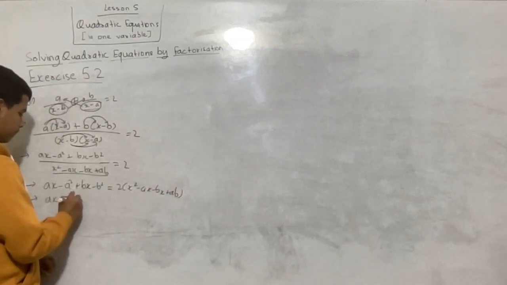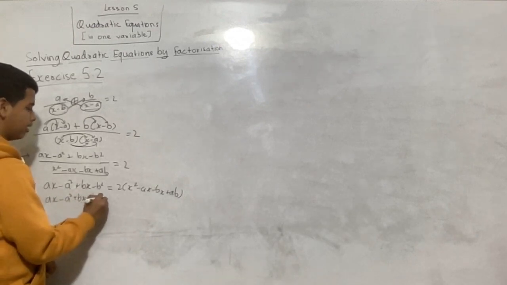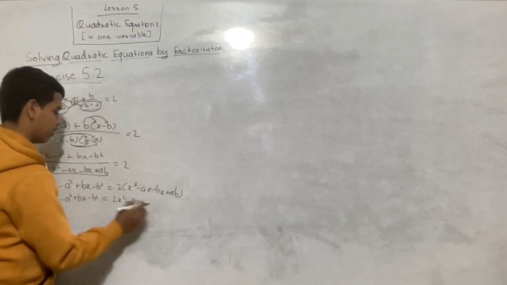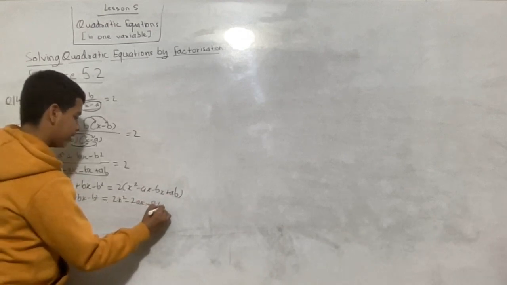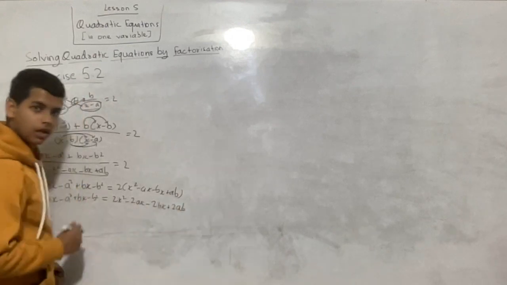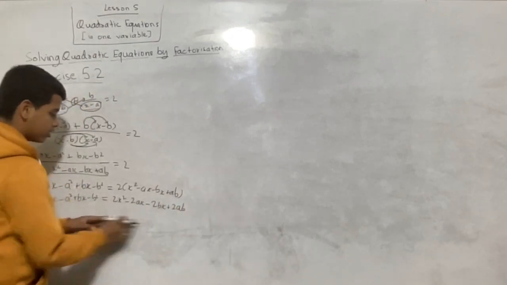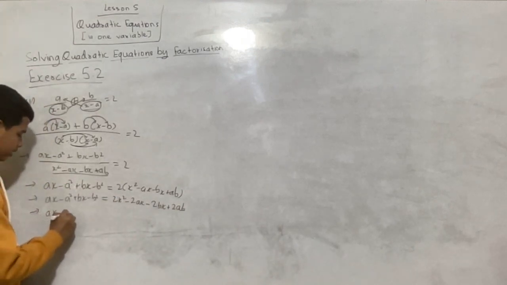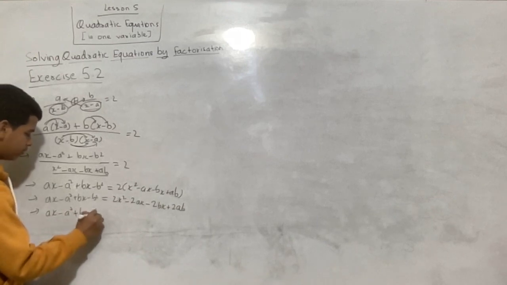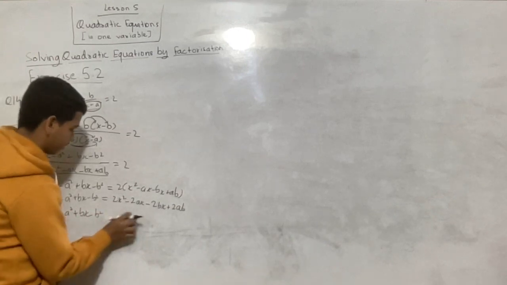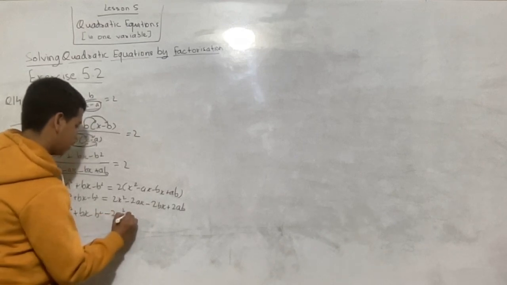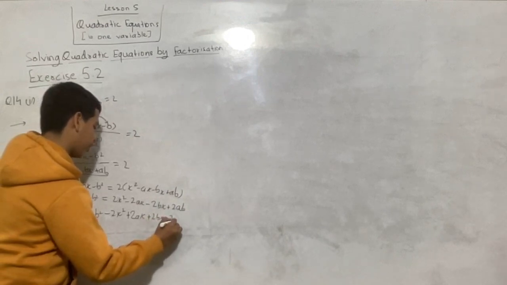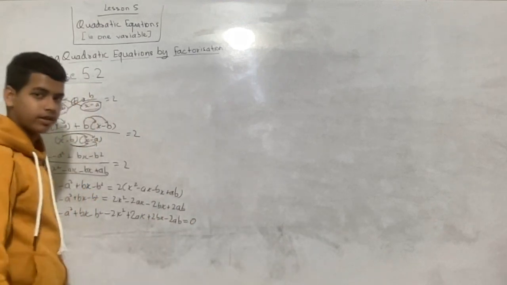Ax minus a square plus bx minus b square is equal to 2x square minus 2ax minus 2bx plus 2ab. Now what we have to do here is take all these terms on the right hand side to the left hand side. So here I have ax minus a square plus bx minus b square minus 2x square plus 2ax plus 2bx minus 2ab is equal to 0.